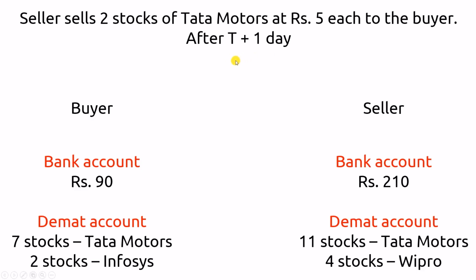For example, let us say that you made this transaction on Monday. So Monday would be T, the trading day, the transaction day. And plus 1 would be Tuesday. So on Tuesday, this would be reflected in your Demat account.